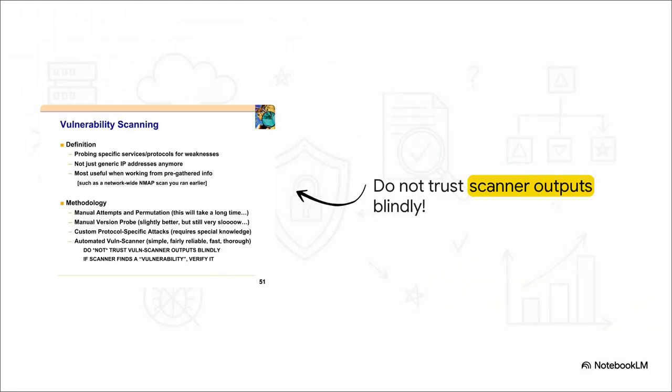All right, Section 3, Vulnerability Scanning Essentials, Finding the Weaknesses. Vulnerability scanning is the formal process of observing technological weaknesses in an information system. And look, automated scanners are fantastic. They're simple, they're fairly reliable, they're incredibly fast and very thorough, but they come with a massive explicit warning. Do not trust their outputs blindly. If a scanner finds a vulnerability, you absolutely must manually verify it to rule out false positives.